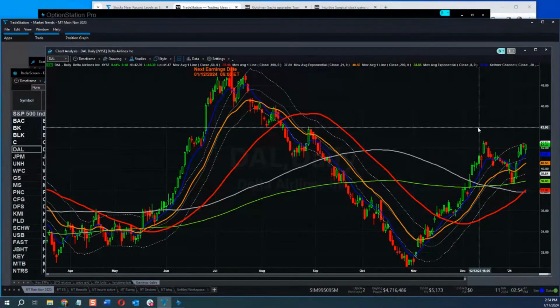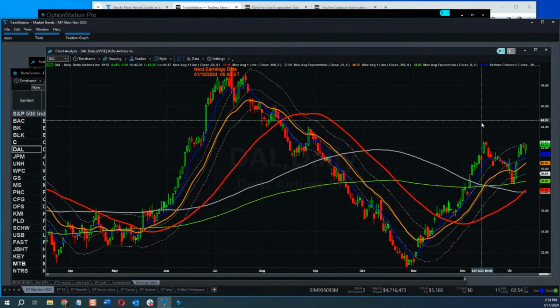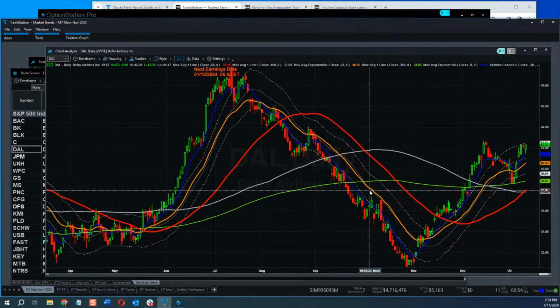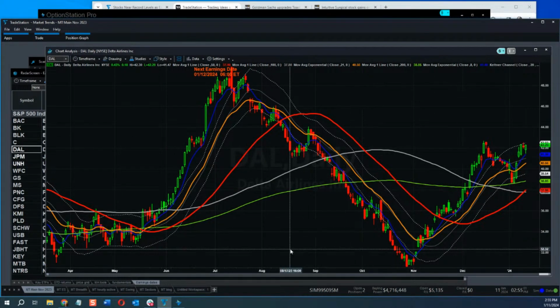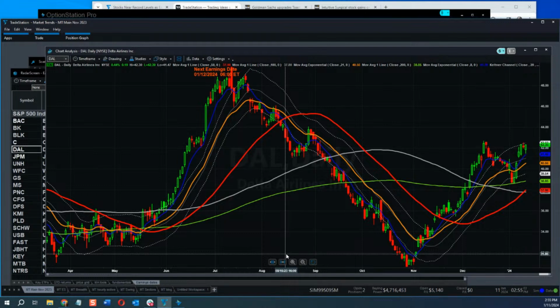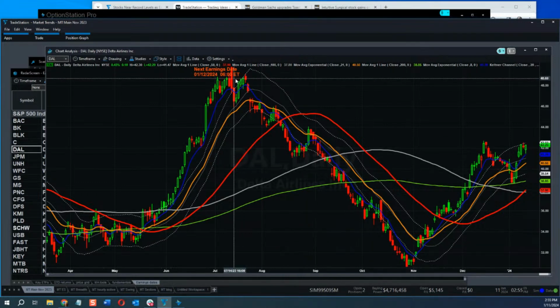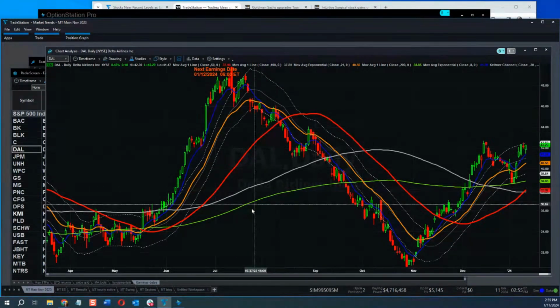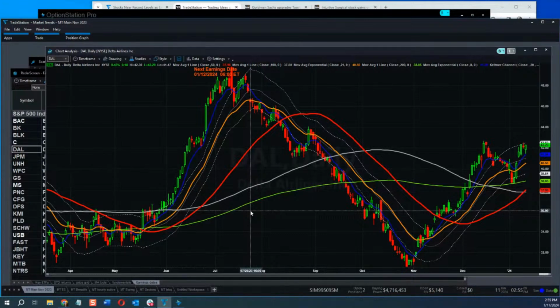And if it breaks out and wants to jump, a move up above this like 44, something like this is also possible in a liquid name, a name that is pretty volatile. The other thing to remember is that this stock is off its 52-week high. So if it wants to jump and extend, there's space to the upside.